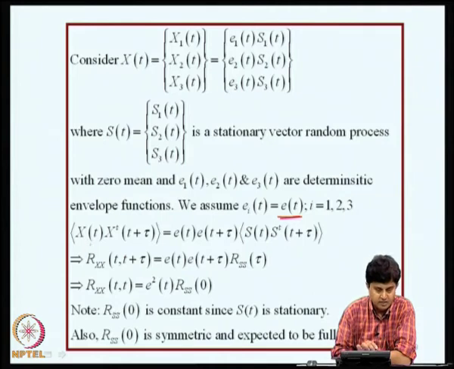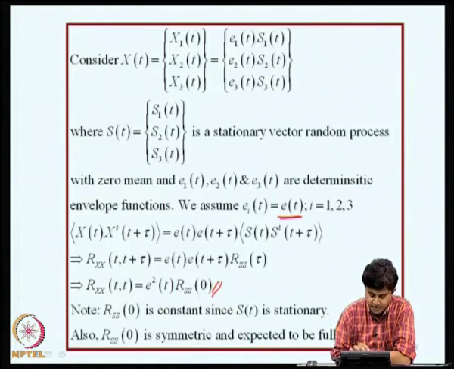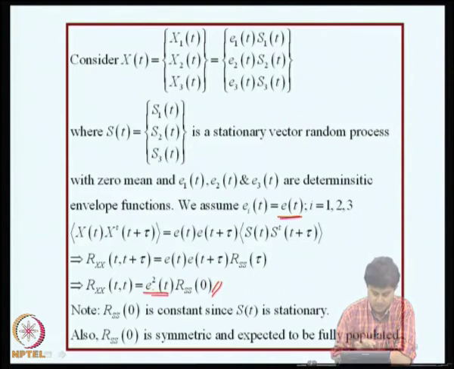If you take tau to be 0, that would mean you are considering the covariance of x of t, that is, expected value of x of t into x transpose of t, and we get this function to be this. So, here this Rss of 0 is constant because S of t is a stationary random process, it is not a function of time. The time variation is imparted only through the envelope. Now, this is a 3 by 3 matrix of constants. Now, it is symmetric and expected to be fully populated.